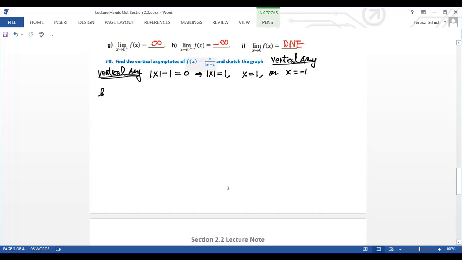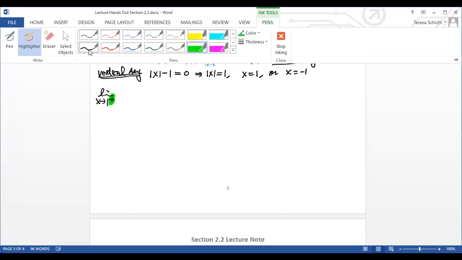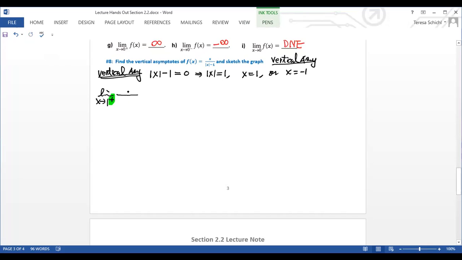So let's take a look. x equal to 1 is one of the asymptotes, right? Okay, so now let's take a look at x approaching 1. Do you still remember what this sign means? This is from the right-hand side, right? So when x approaches 1 from the right-hand side, that means x is always a little bit greater than 1. Correct?